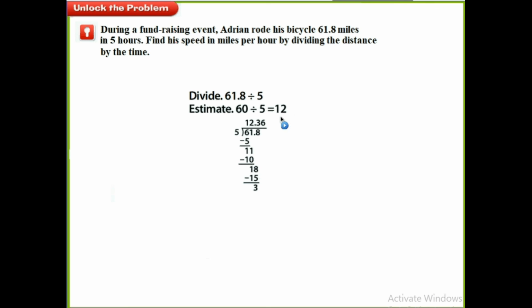To find the exact quotient, you must divide 61 and 8/10 by 5. Divide the tens, the ones, and the tenths. The remainder is 3. So there are not enough digits in the dividend to complete the division. You can write a 0 to the right of the last digit and continue dividing. The 0 will not change the value of the decimal. 61 and 8/10 is equal to 61 and 80 hundredths.